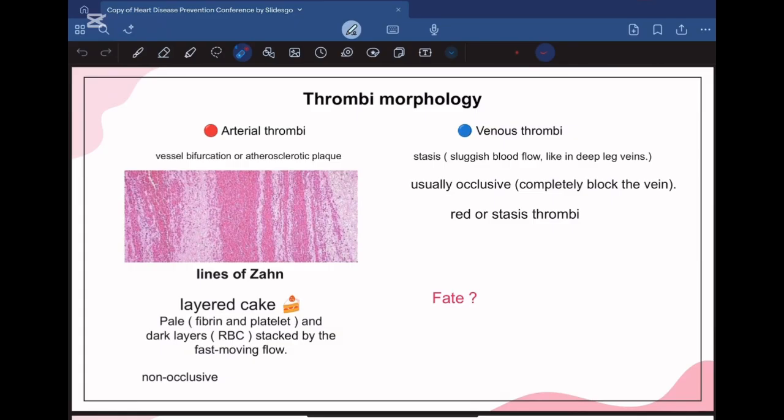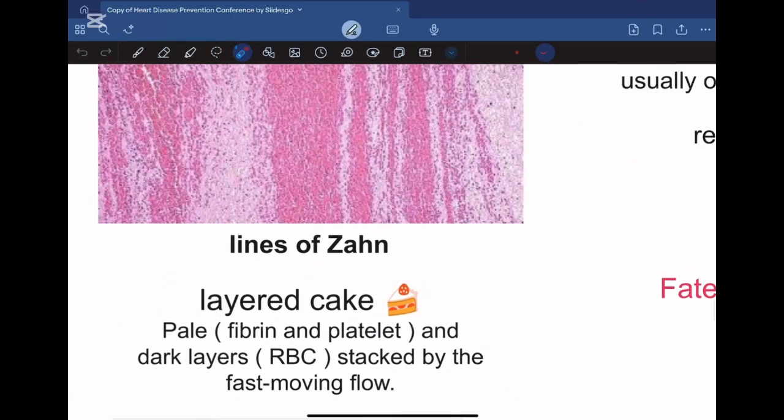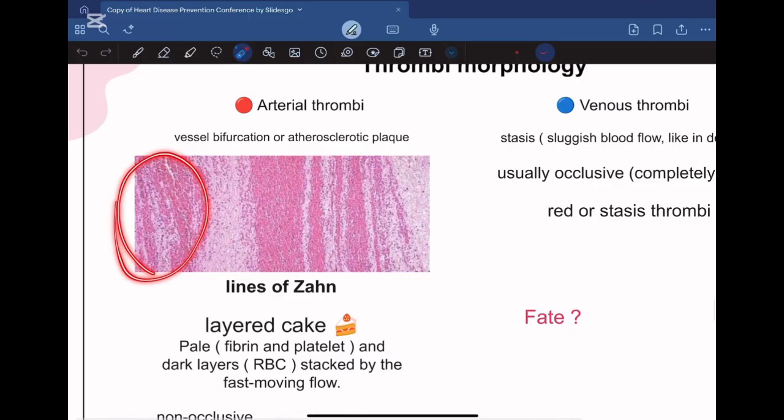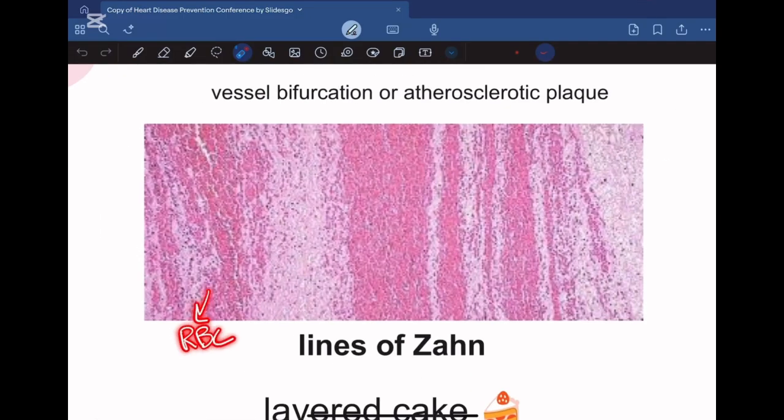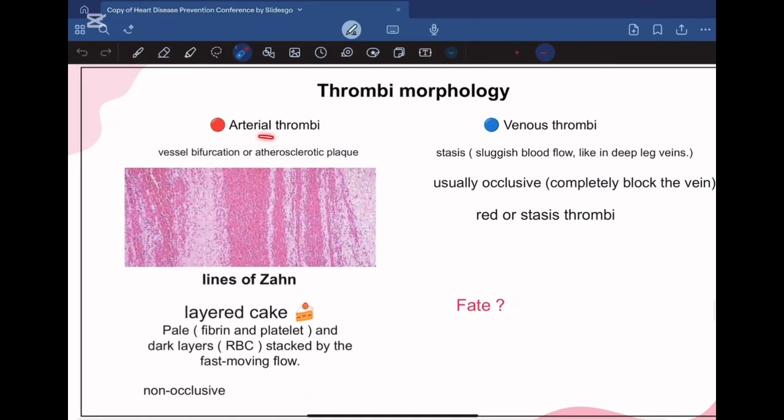Very easy to differentiate between them. Arterial thrombi, we know that inside the artery the blood flow is very fast. Why does that happen? It could be in places where there is vessel bifurcation or there is atherosclerosis, and what we will be able to appreciate is the lines of Zahn, which look like a layered cake, as you can see here. So we have dark area, pale area, dark area, pale area. In the dark area we'll have red blood cells, in the pale area we'll have fibrin and platelets. Okay, so this is for the arterial thrombi.